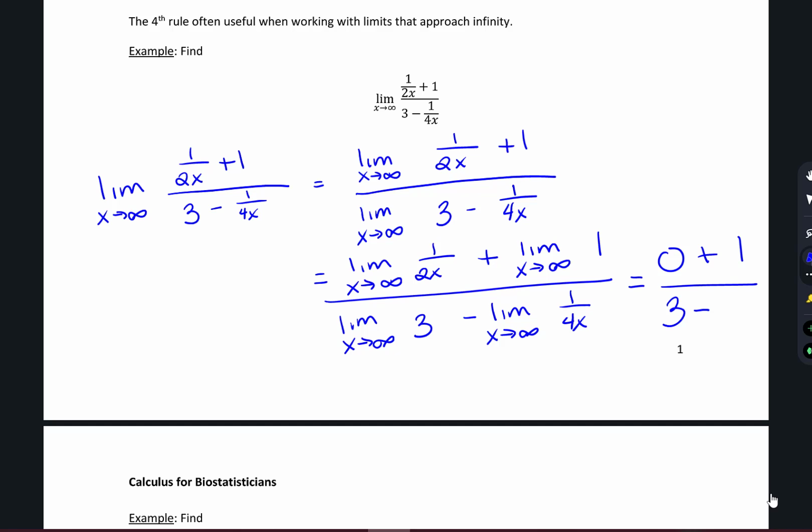In this last piece, again, we've got the limit as x approaches infinity of 1 over 4x. x is going to get really, really large. It's in the denominator, so that term is going to go to 0. Notice that by using the limit laws and breaking this limit up into smaller pieces, it's really not as bad as it initially looks, and we find that the limit is equal to 1/3.